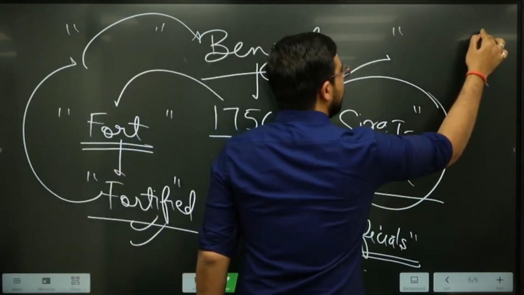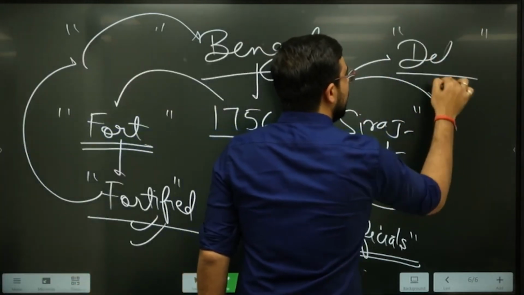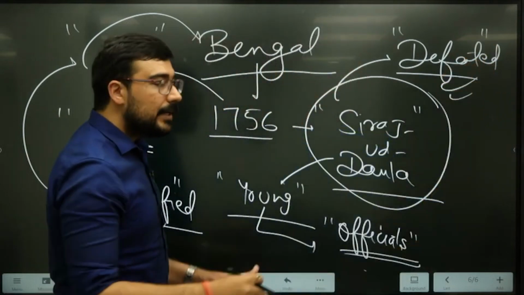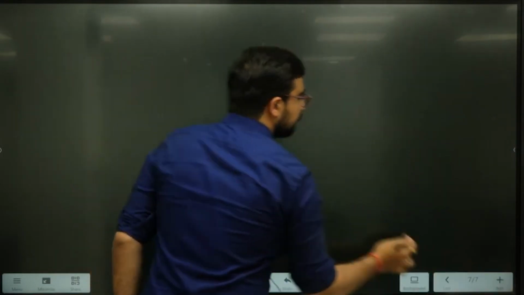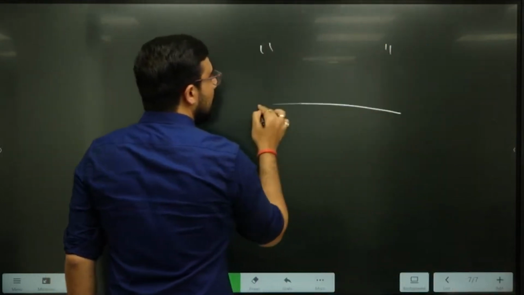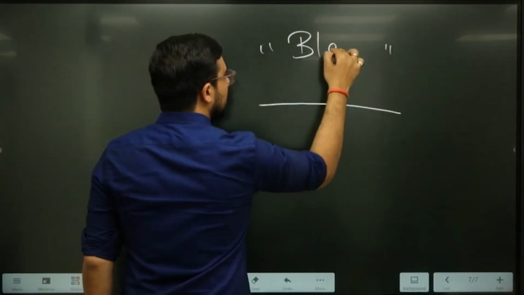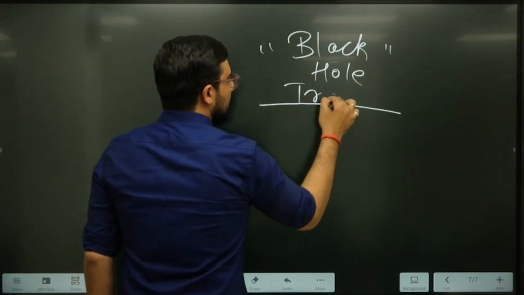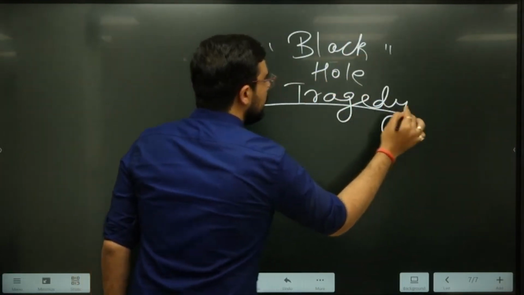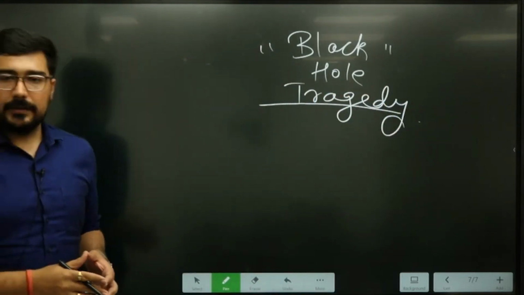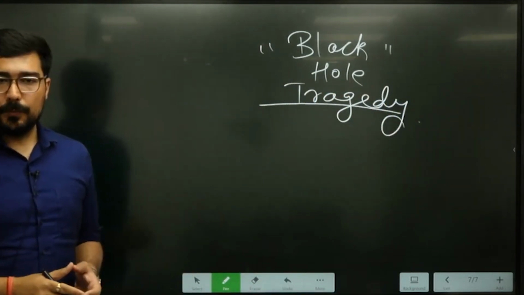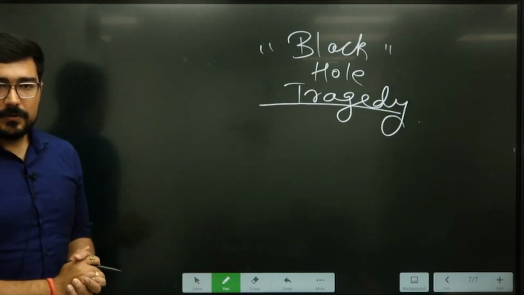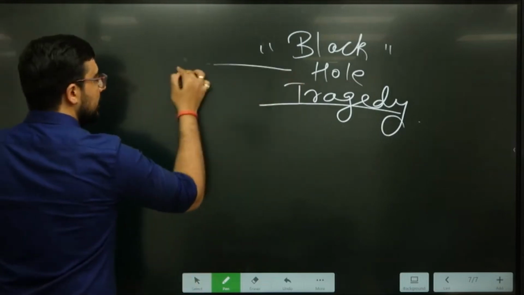Siraj-ud-Dawla went, he defeated the British. Okay, but when he defeated the British, some of his officials, they put all the prisoners in one room. This room was having very poor ventilation and many of them, they died the next day when the door was opened. So this event is known as Black Hole Tragedy. Okay, this event is known as Black Hole Tragedy.